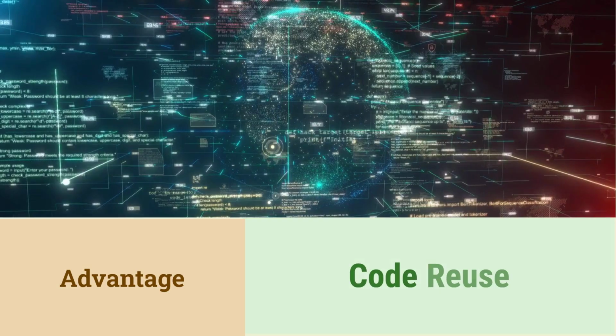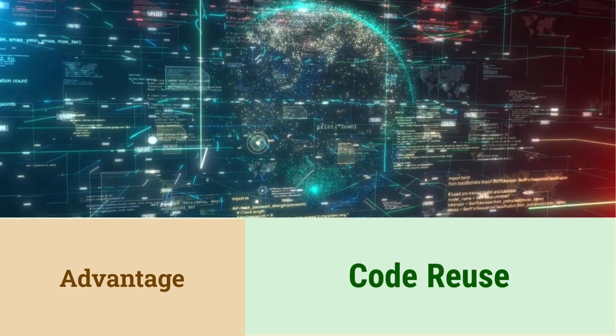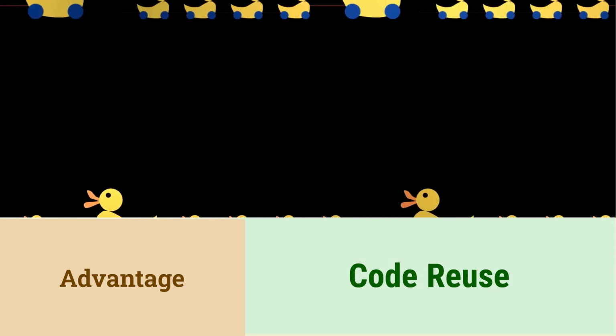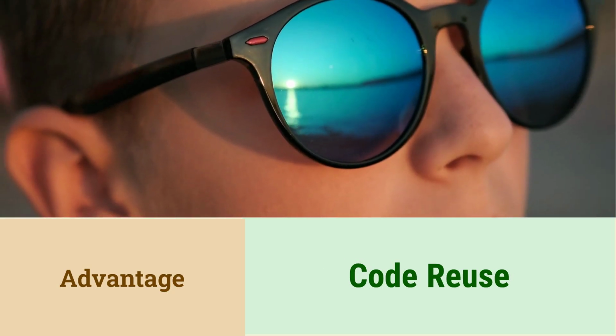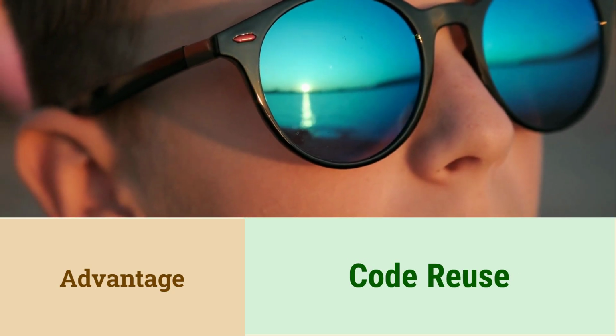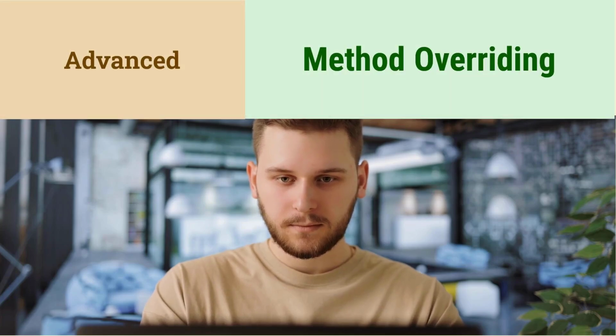This gives us a huge advantage in terms of code reuse and scalability. You can maintain the same high-level structure in your parent class, while the subclasses can customize or add new features. Advanced method, overriding and polymorphism.